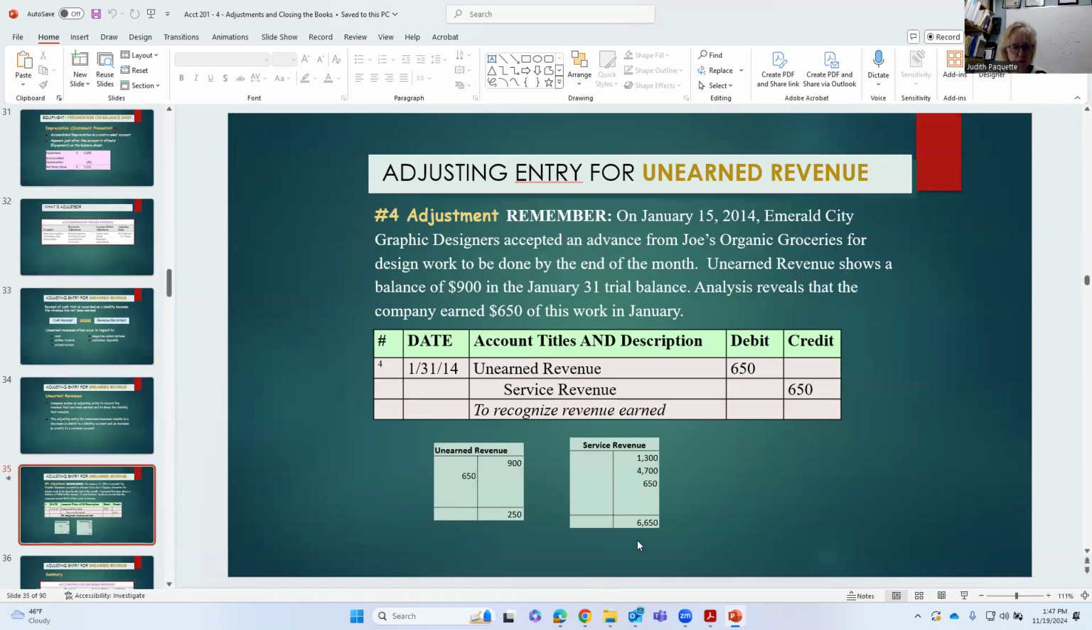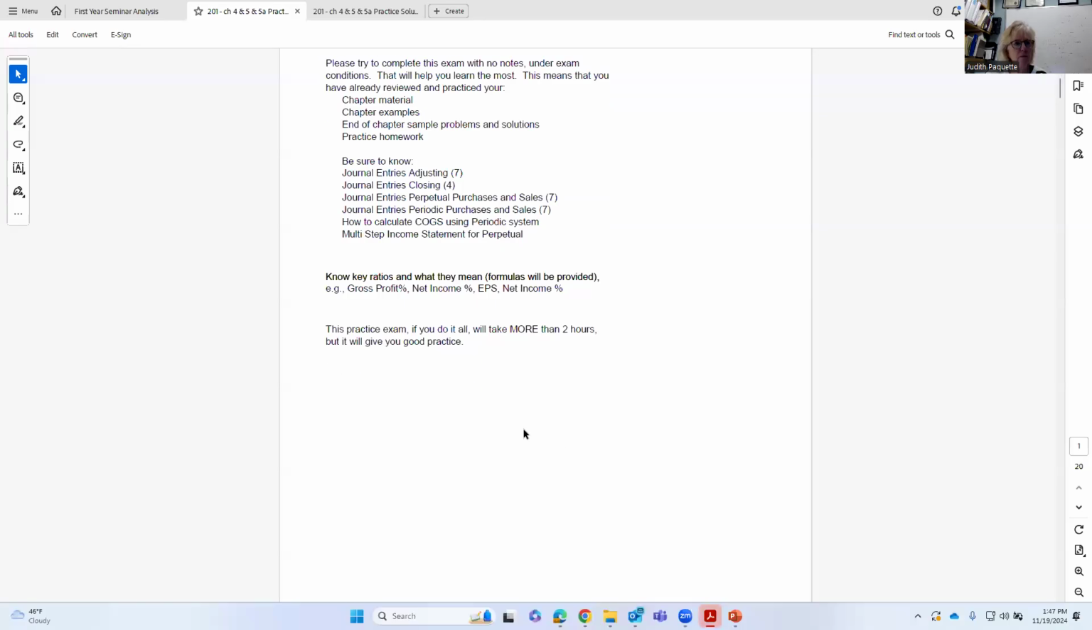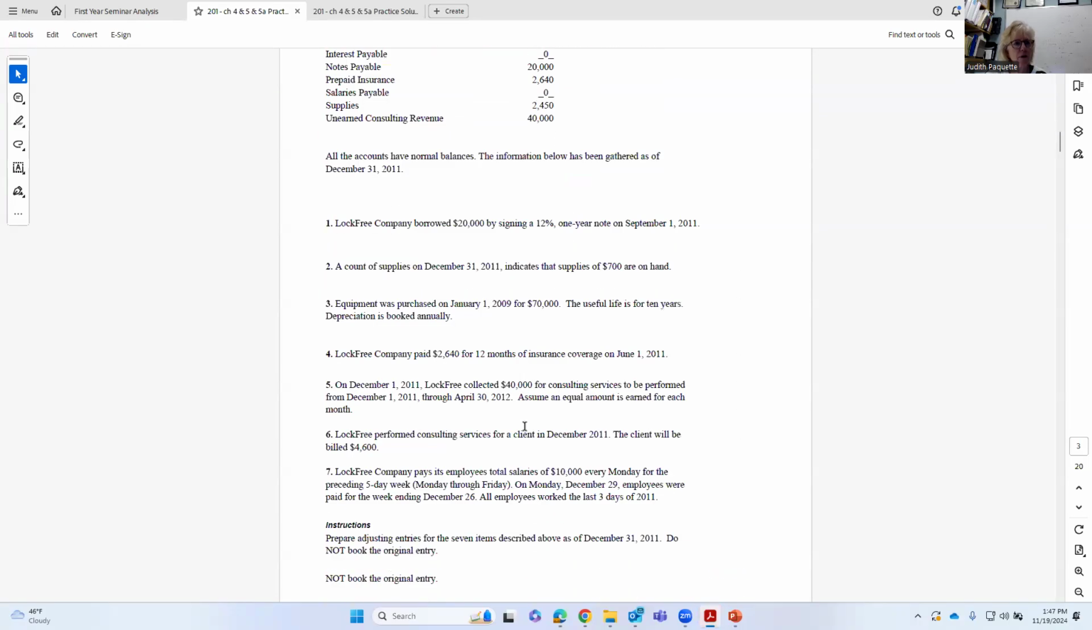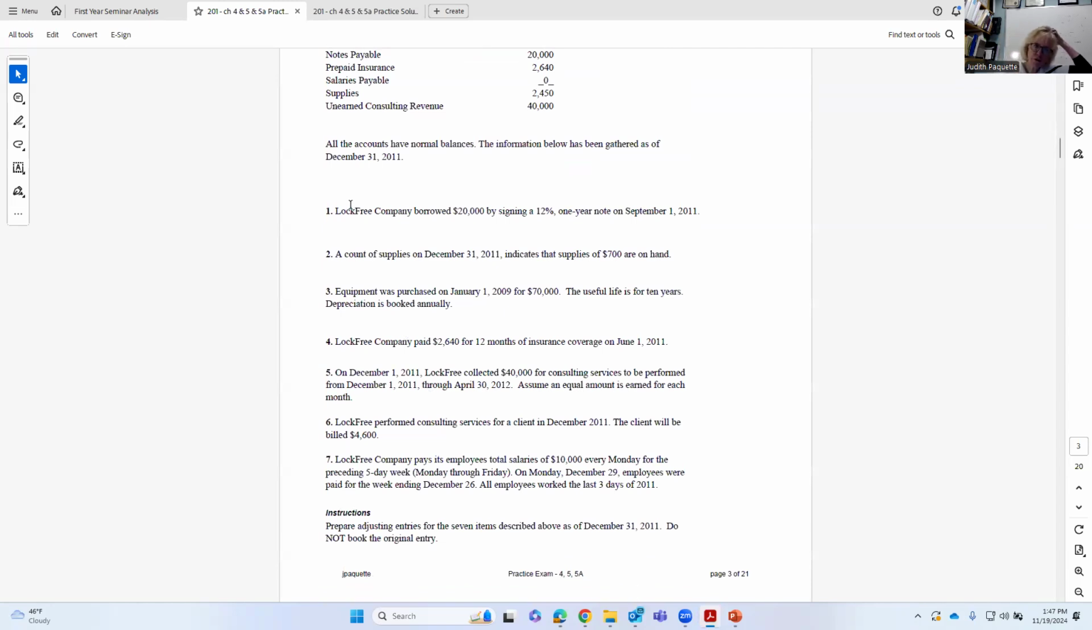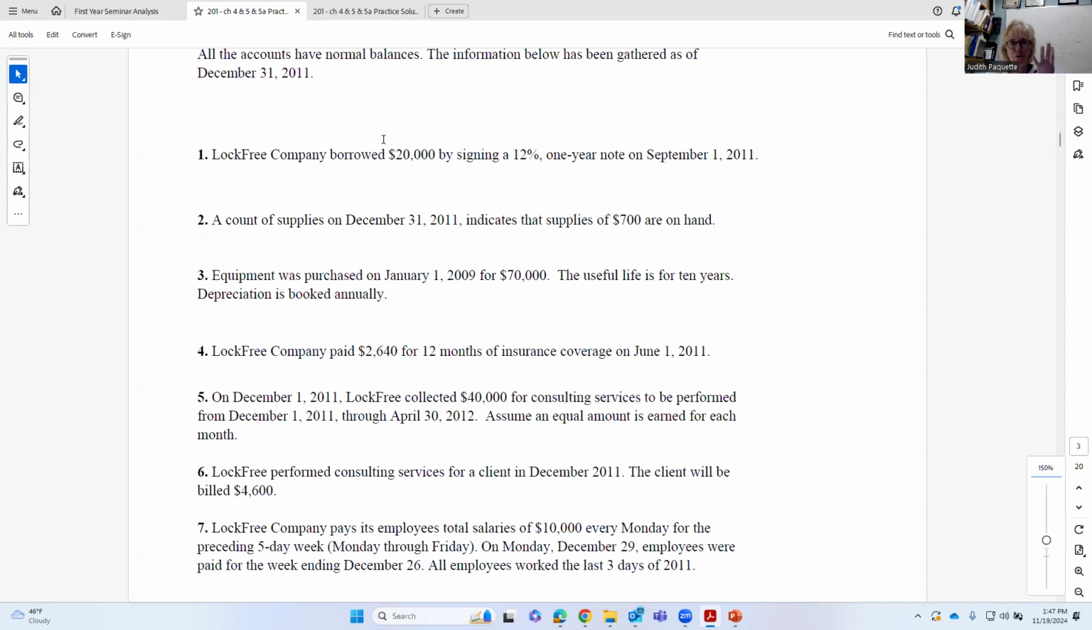Okay. So if we look at the practice exam, what I want you to say is, okay, first one, which ones are the 4 prepaids? The first one involves interest, so that's not part of the 4 prepaids. Second one is supplies. So I want you to know, oh, that's the supplies adjusting journal entry. I know the account, so go ahead and write it on your test: supplies expense debit, supplies credit.